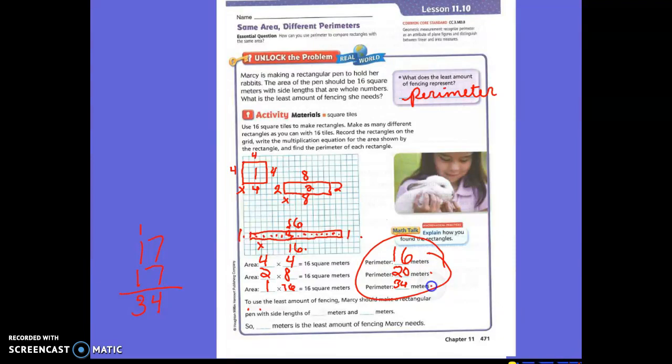First, which perimeter is least? 16. Which is number 1. So she needs the perimeter of, or the length of what? 4. And the width of 4. The length and the width be 4 and 4. Yes. So, blank meters is the least amount of fencing she needs. How many meters does she need? 16.